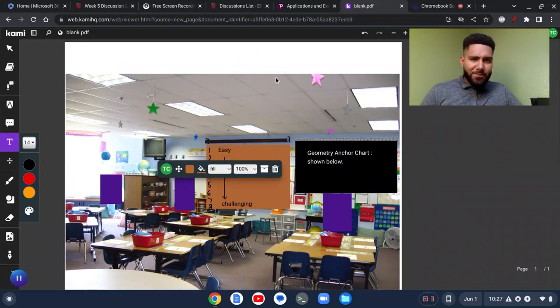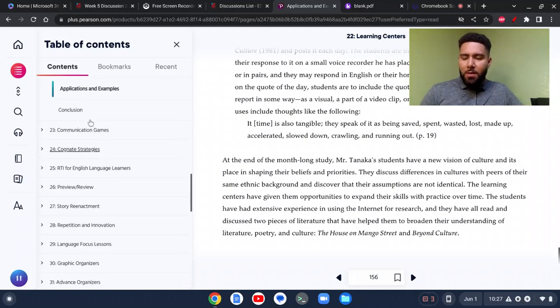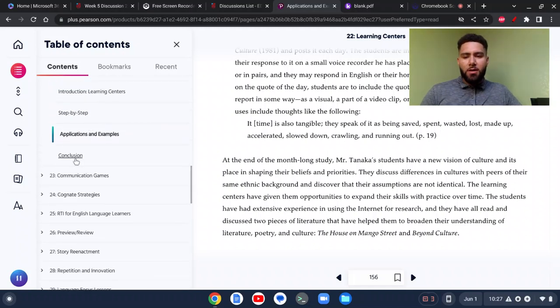Okay, so that was the way that I kind of used the learning centers. It was just to separate students into groups and have them all participate and come up with the solution to the questions that were on the digital board.